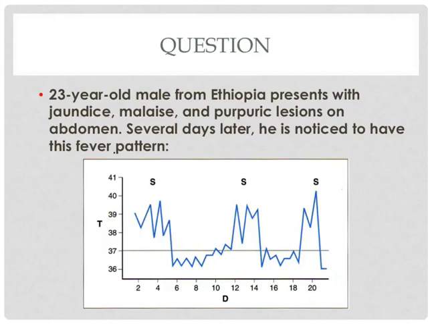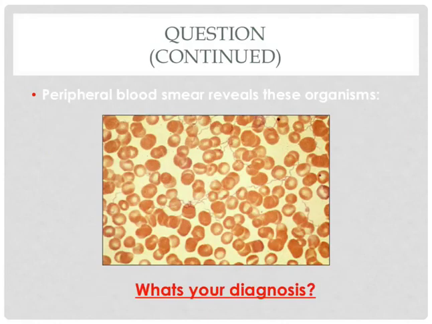23-year-old male from Ethiopia. He presents with jaundice, malaise, and purpuric lesions on the abdomen. Several days later, he has this pattern. If you can see the days, he starts out having fevers for about 5 days, becomes afebrile, and then has fevers again. Afebrile, fevers again. And then you see these squiggly lines in his peripheral blood smear.